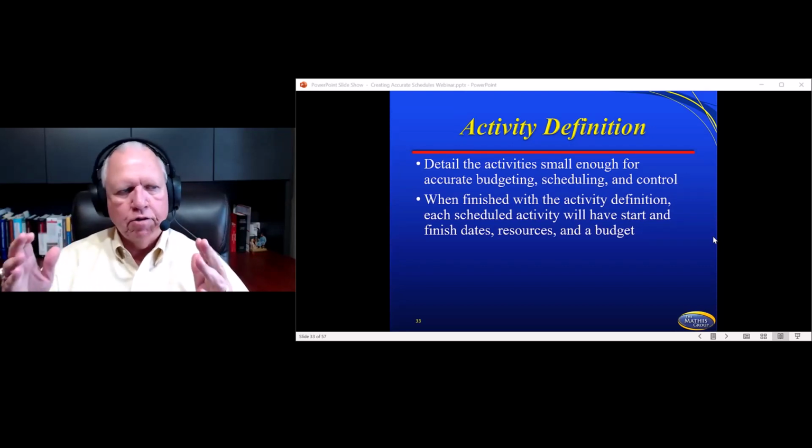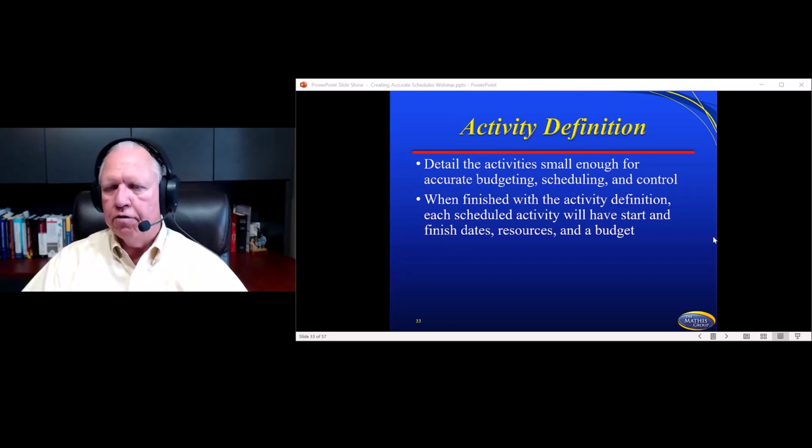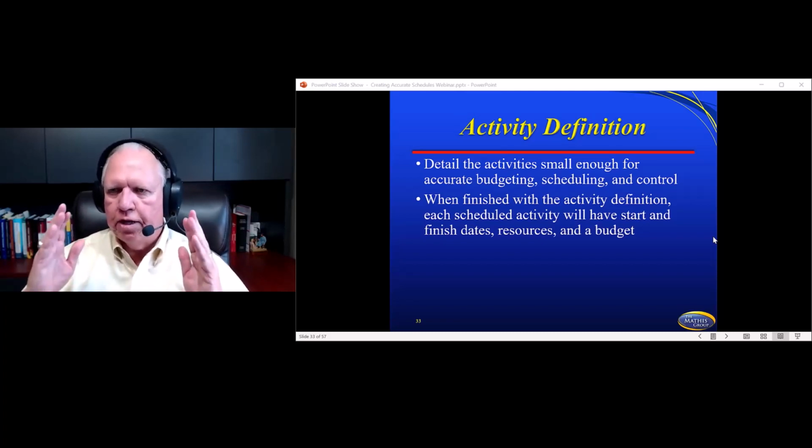And so if that activity is going to last 10 work days, then you're going to have a start time and an end time of those 10 work days. And that's the piece where we start falling apart in scheduling. We think it's 10 work days.